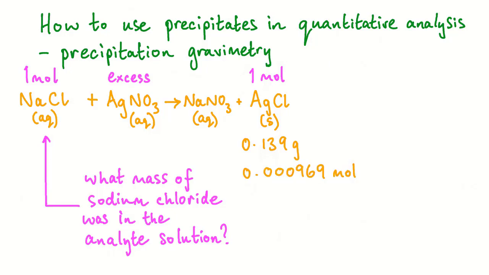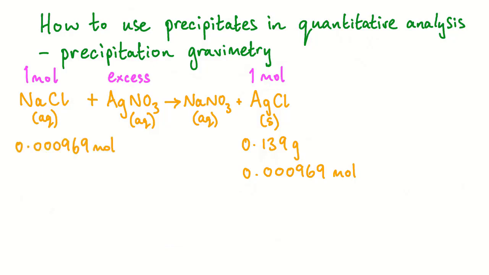The moles of silver chloride is now linked to the moles of sodium chloride in the analyte solution via the mole ratio in this balanced equation. This will enable us to find the mass of sodium chloride in this analyte solution. Since the mole ratio of silver chloride to sodium chloride in this balanced equation is 1:1, there's an equal number of moles of sodium chloride present in the original analyte solution.